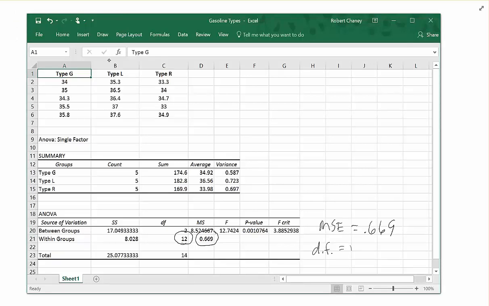And the degrees of freedom associated with MSE, and remember that's in the denominator of the formula that calculates it, would be N minus K. And our total sample is 15. We had 5 cars for each type. And we had 3 treatments or 3 populations, and we have 15 minus 3 is 12. So there's our 12.